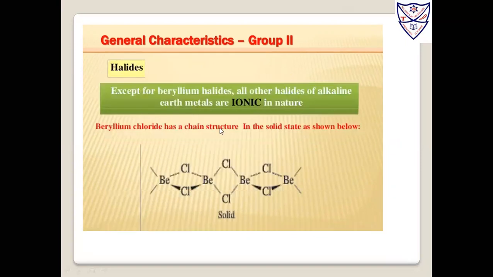Now see here, this is an exceptional case, the beryllium halide. All other halides of alkaline earth metals are ionic in nature. So see here, beryllium chloride BeCl2 has a chain structure in the solid state as shown in the figure. See how to draw this one, BeCl2. So Be and then chlorine is there. This is a chain structure. This is a weak bond and here is a weak bond. So Be-Cl-Cl, Be-Cl-Cl, Be-Cl-Cl. It is like that. So this formation is there. Except beryllium halides, all other halides of alkaline earth metals are ionic in nature, and this is the solid state of beryllium chloride.